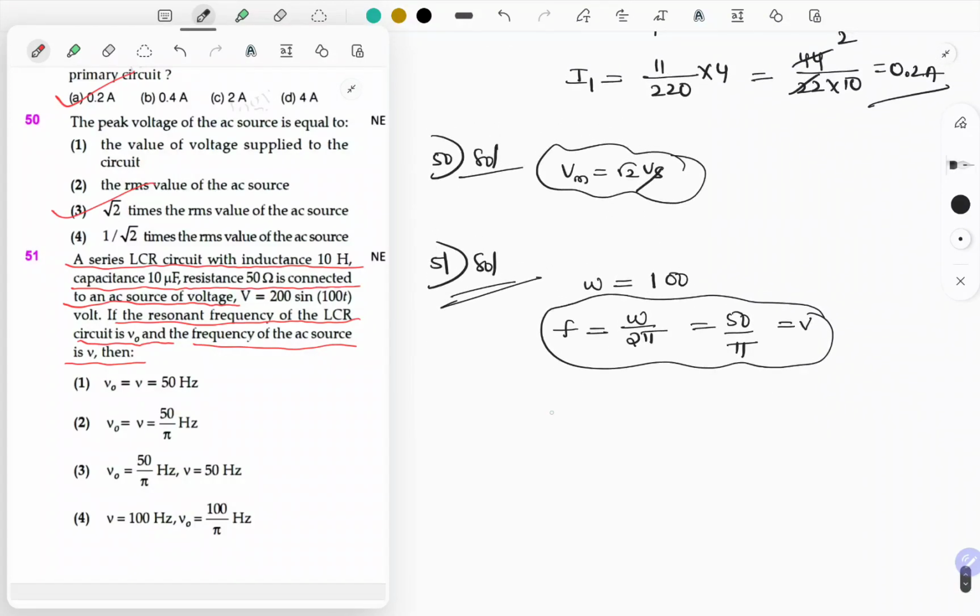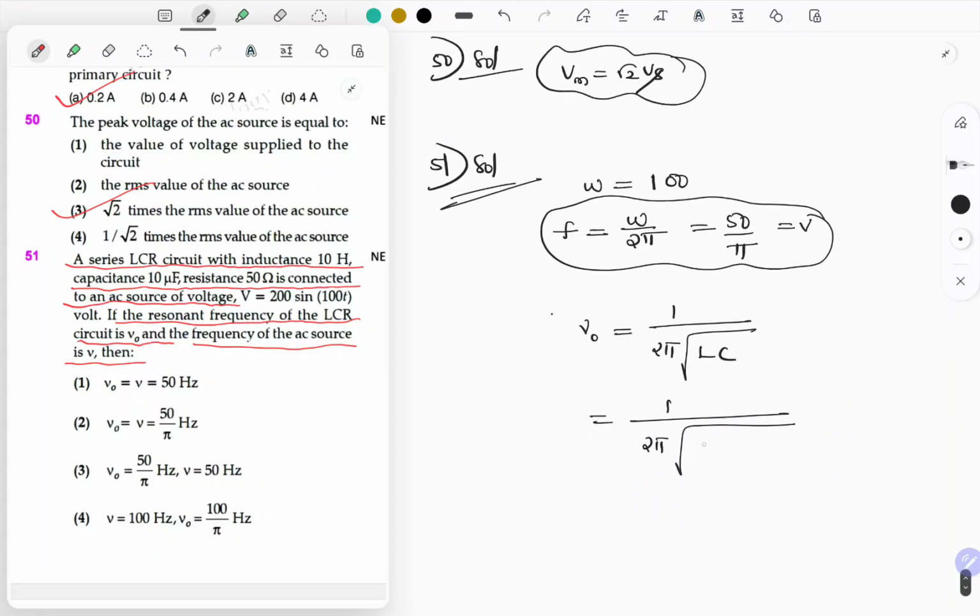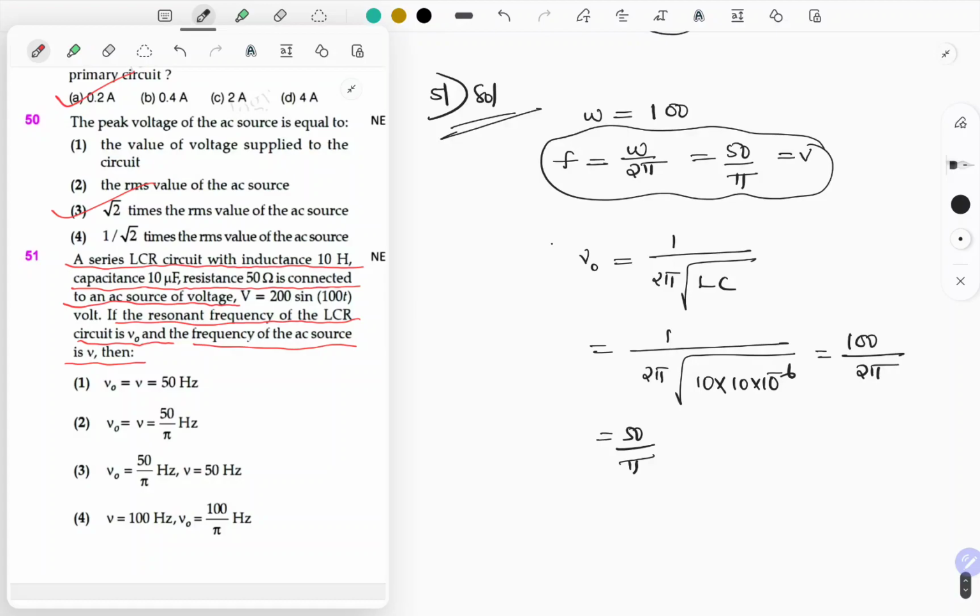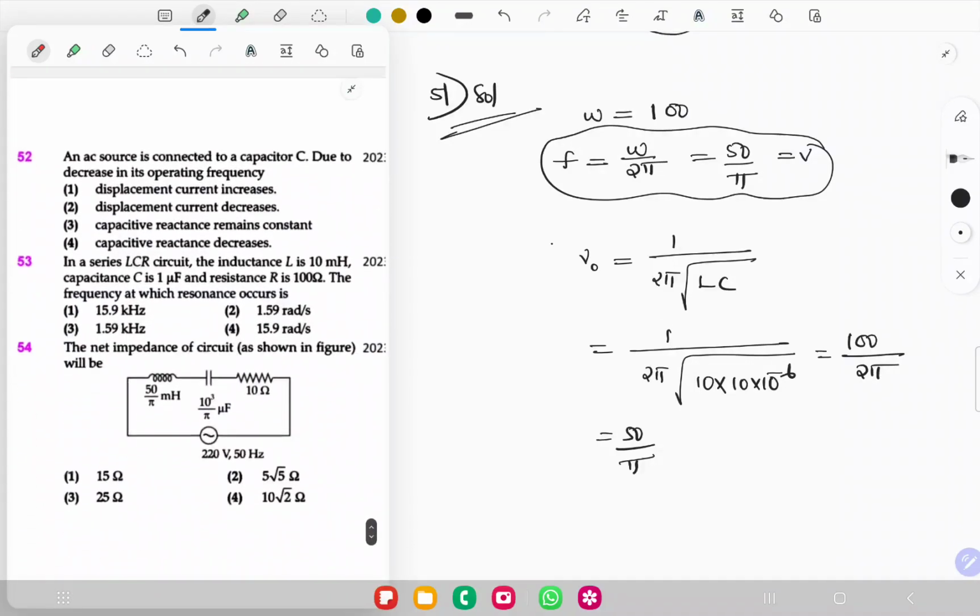Okay, let's try for resonant frequency also. What's resonant frequency? So resonant frequency V naught is equal to 1 by 2 pi root of LC. 1 by 2 pi root, L value is 10 Henry and C is 10 into 10 power minus 6, which is equal to 10 power minus 4. Root of it is 10 power minus 2, which goes to the numerator. It's going to be 100 by 2 pi, again 50 by pi. So resonant frequency and source frequency both are the same. Option 2 is the correct answer.